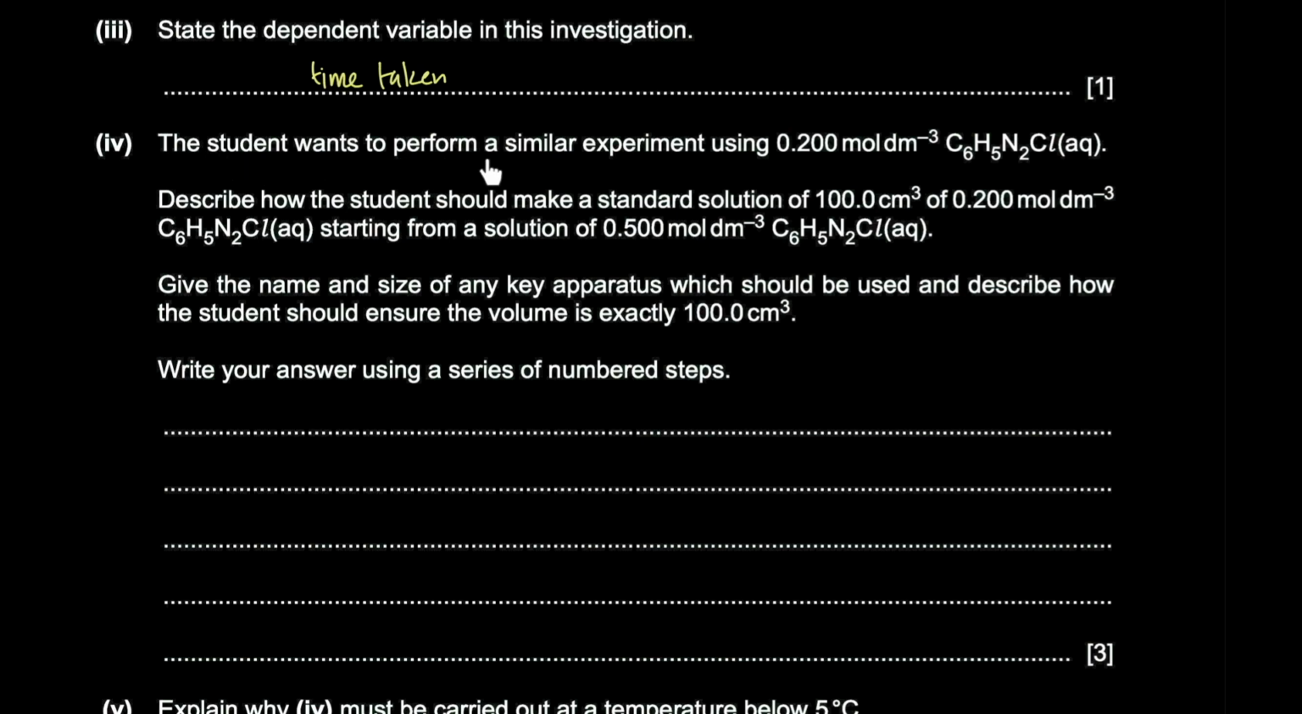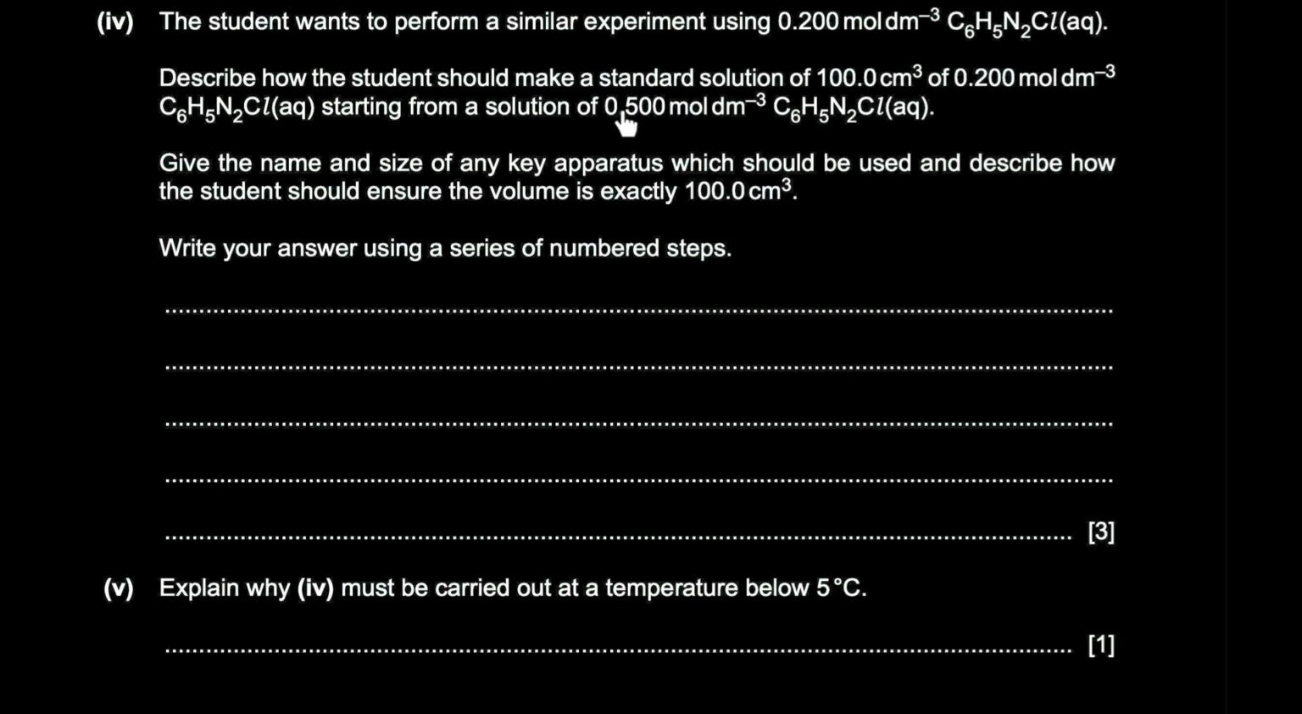The student wants to perform a similar experiment using 0.2 mol per dm³ benzene diazonium chloride. Describe how the student should make a standard solution of 100 cm³ of 0.2 mol per dm³ diazonium chloride starting from a solution of 0.5 mol per dm³ of the diazonium salt. Give the name and size of any key apparatus which should be used and describe how the student should ensure that the volume is exactly 100 cm³. Write your answer using a series of numbered steps.